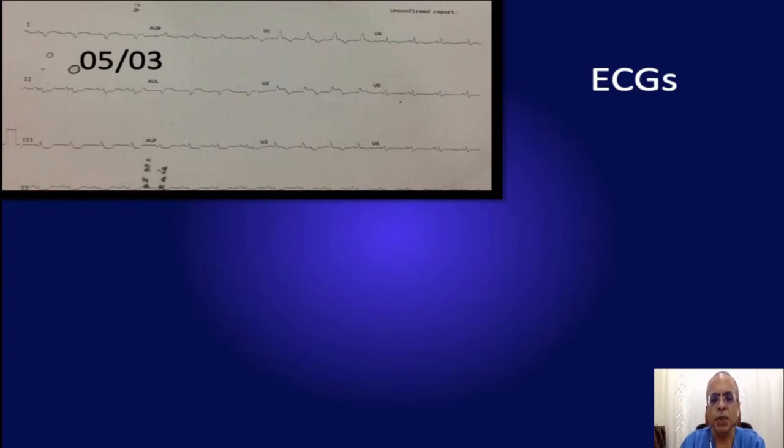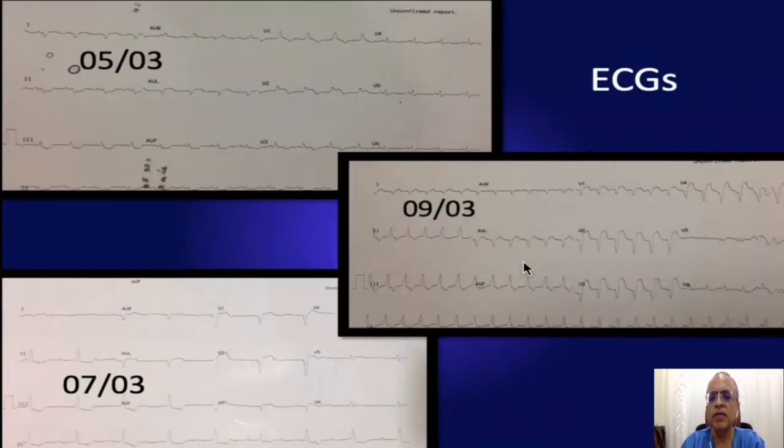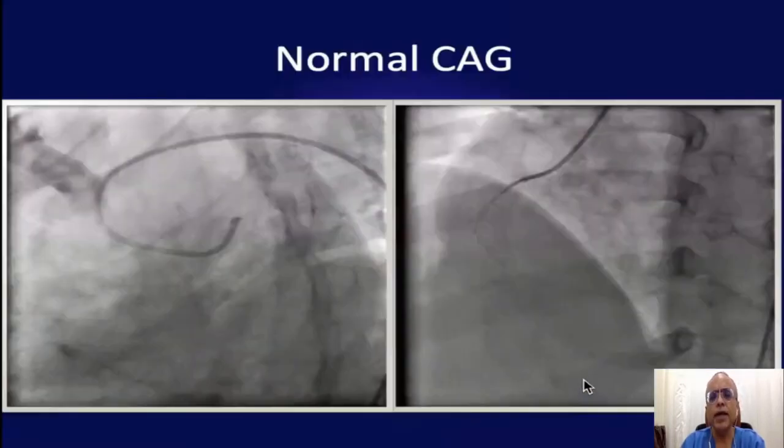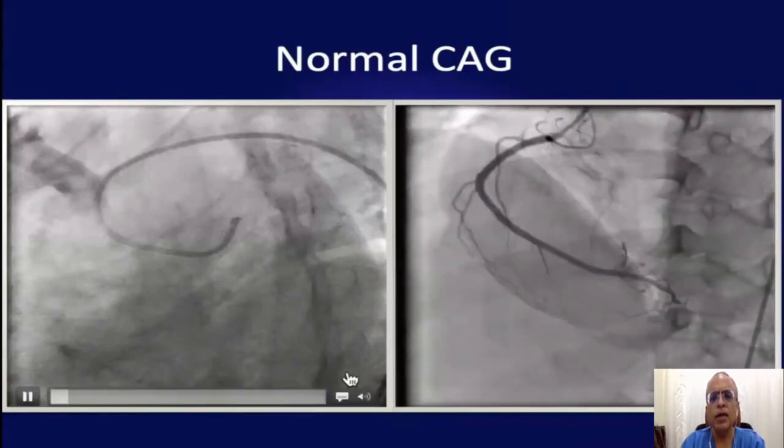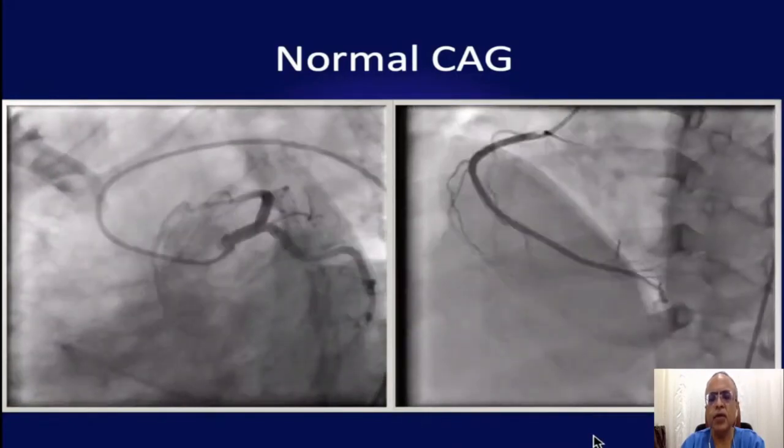Her ECG was quite dynamic. The next ECG on 7th showed QS pattern with ST elevation. Two days after, the ECG showed bradycardia. Her angio was perfectly normal. This is the left system, this is the right system, perfectly clean coronaries.